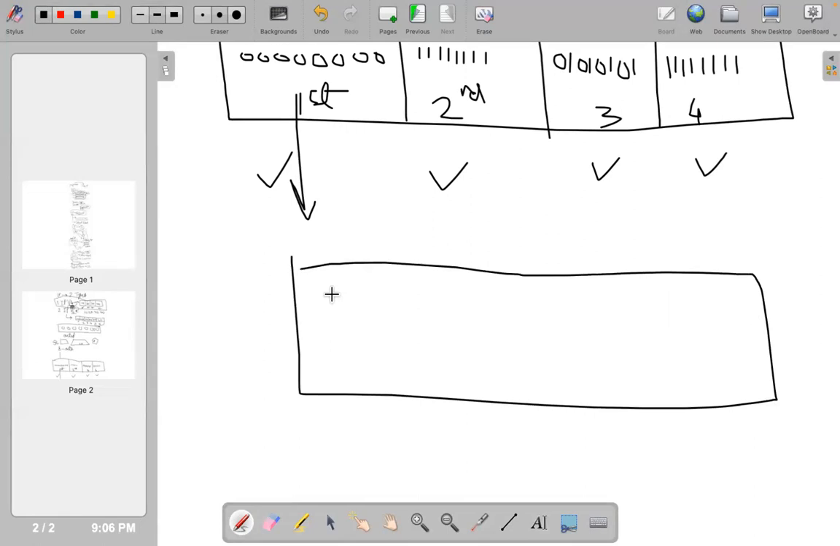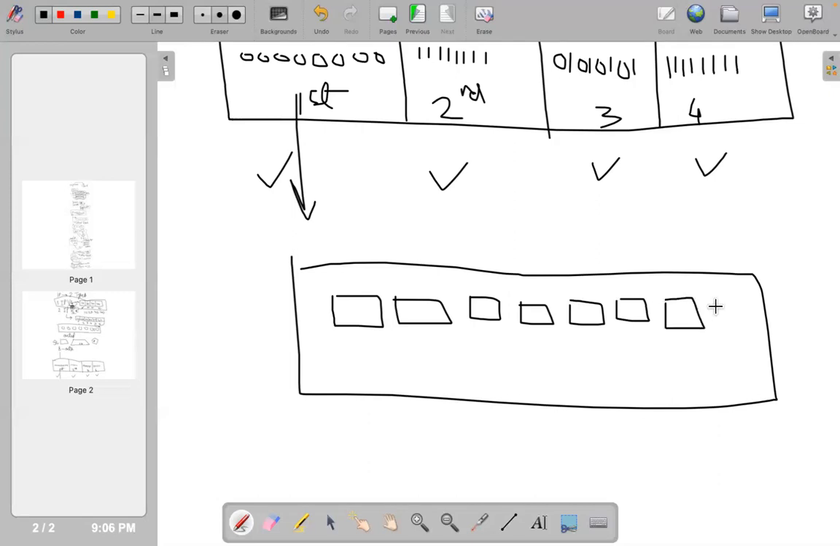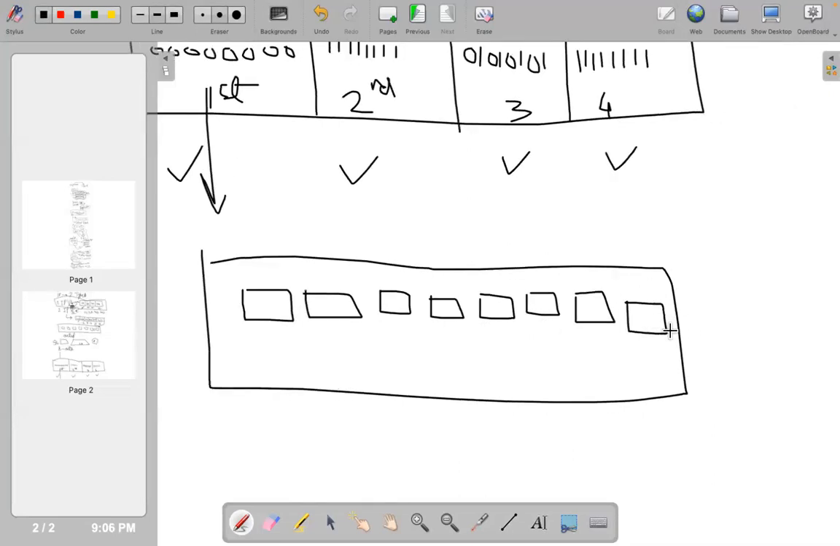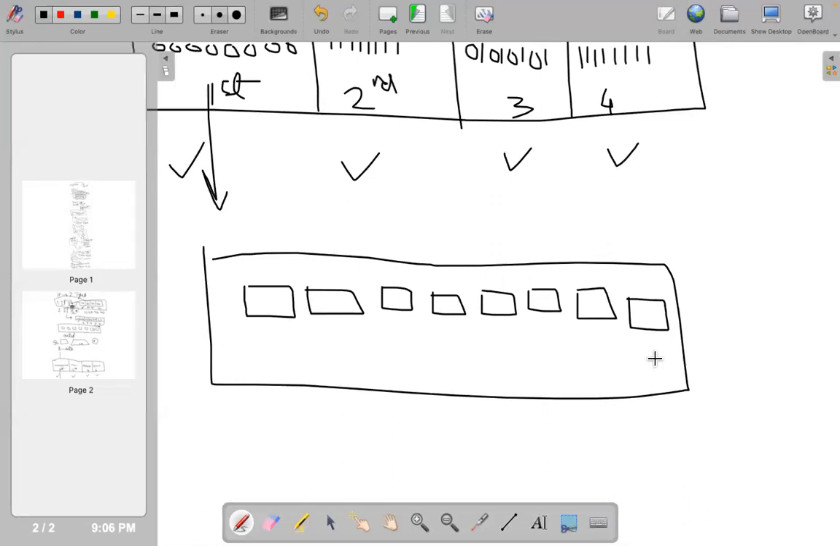This is, suppose, first, second, third, fourth, five, six, seven, eight. So what I was telling, as per this logic, this box has eight placeholders where I can put either one or zero. We can put either one or zero. So think that you start from the right side.